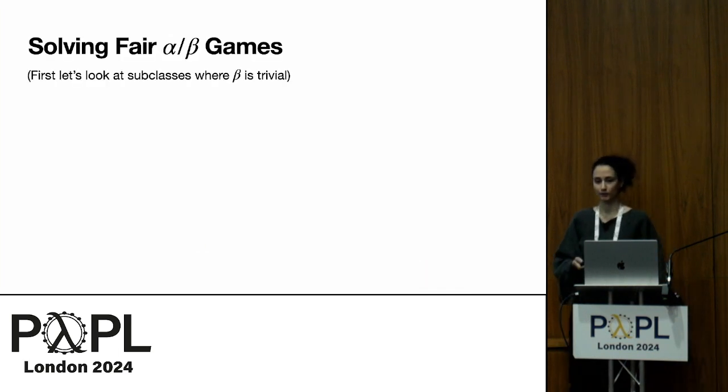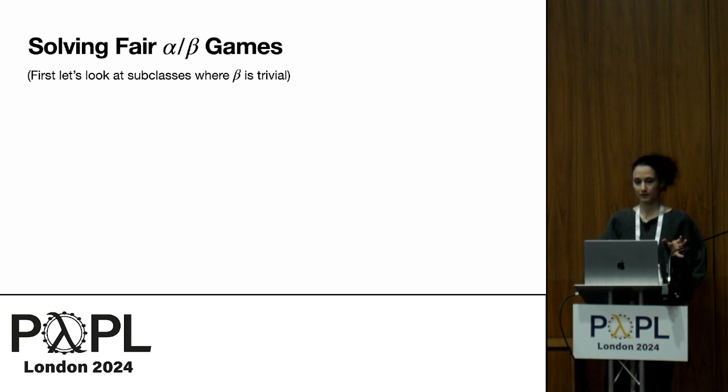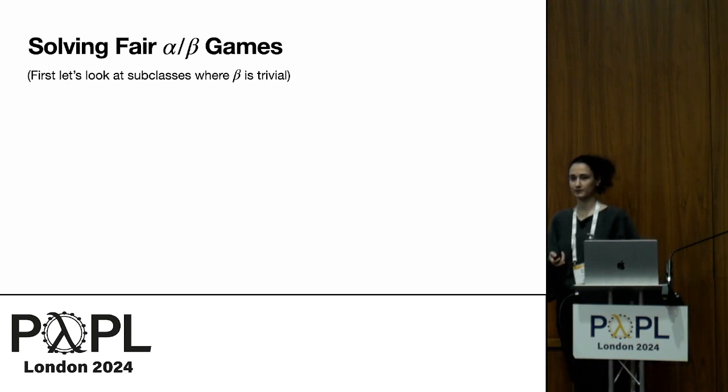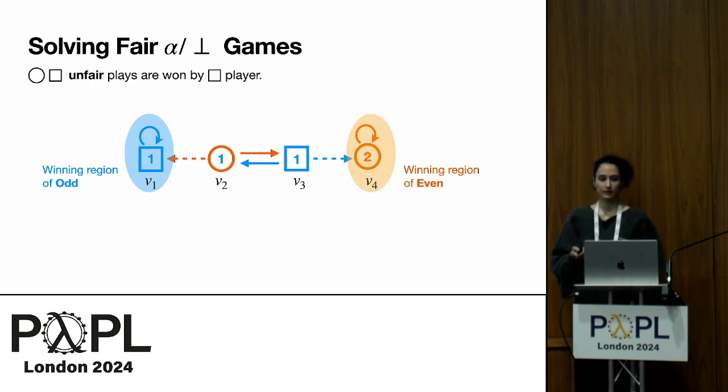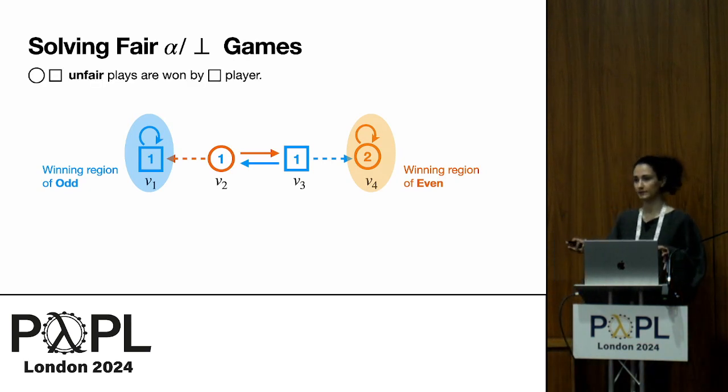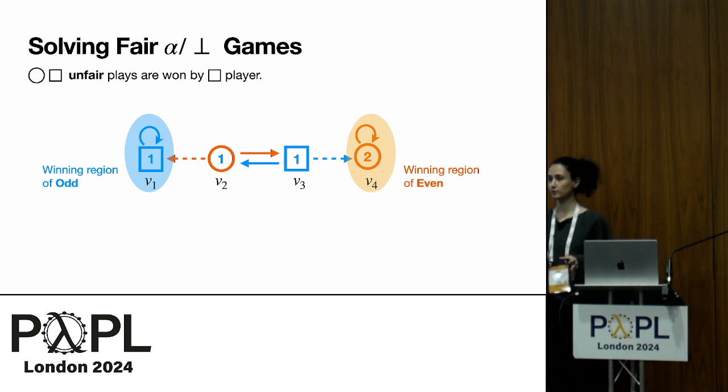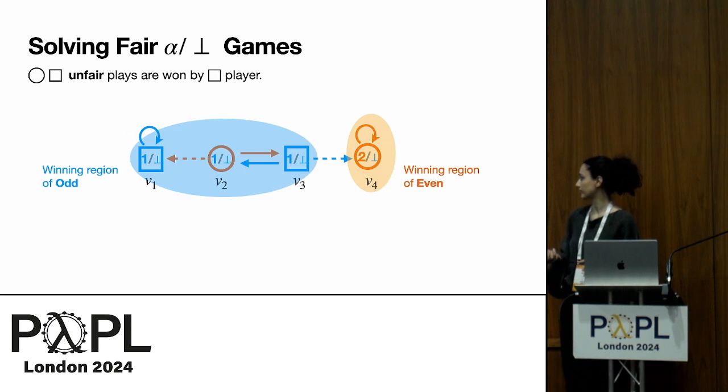So now how to solve them? Let us first look at the subclass where beta is trivial. Let's say beta is bottom. Then this means that mutually unfair games are won by the square player. Then this will be won by the odd player.